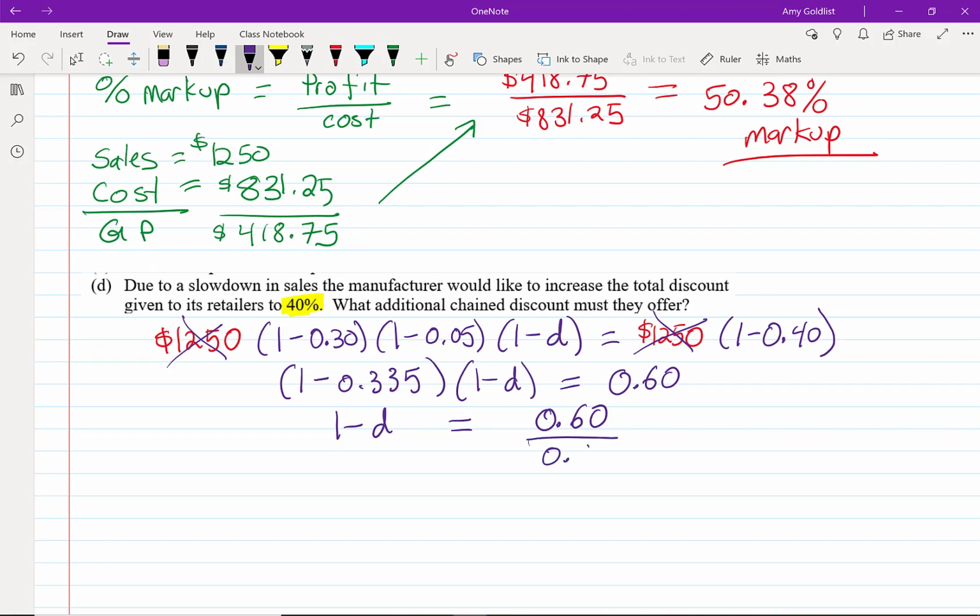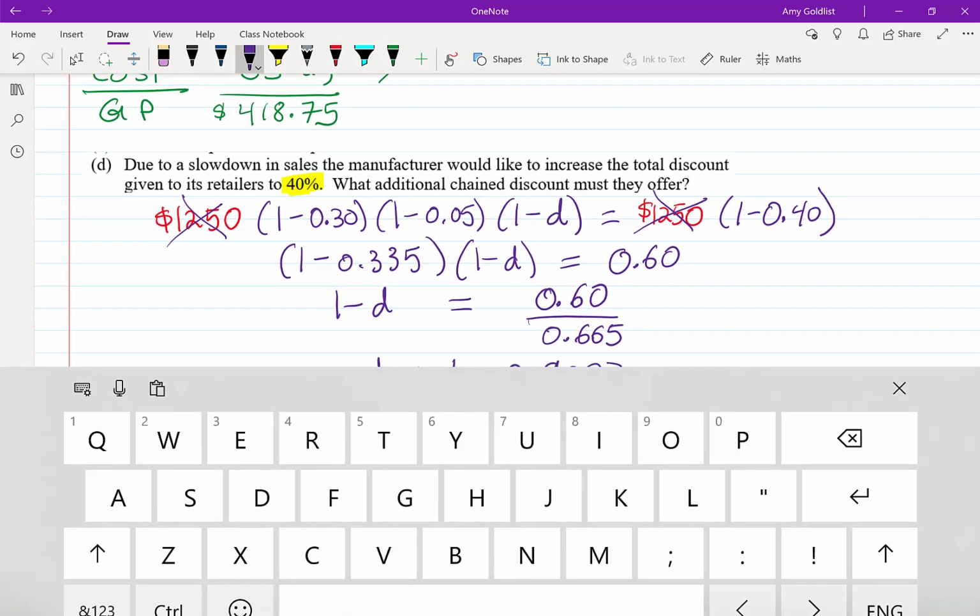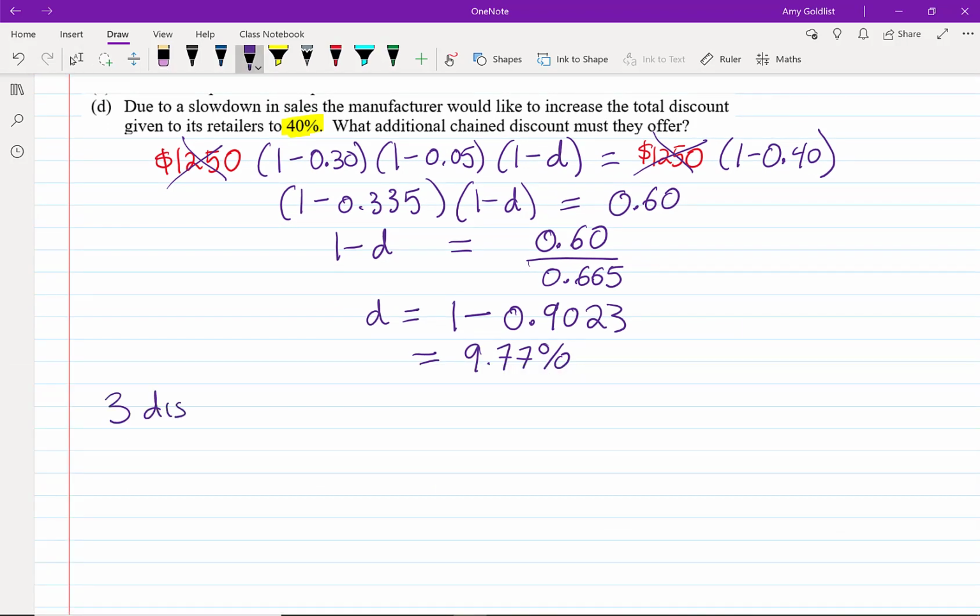And that's just 0.665. We know that, and we end up with D equals 1 minus 0.9023, or the discount is 9.77%. 3 discounts, 30%, 5%, 9.77%. When I add them together and chain them properly, that is the same as 40%.